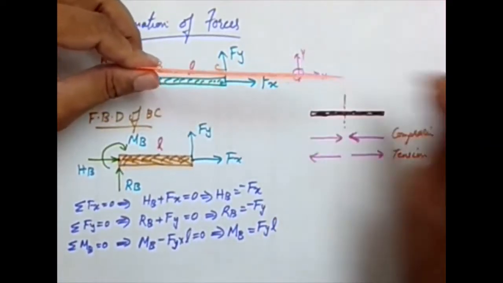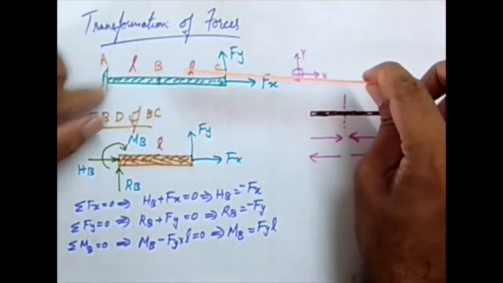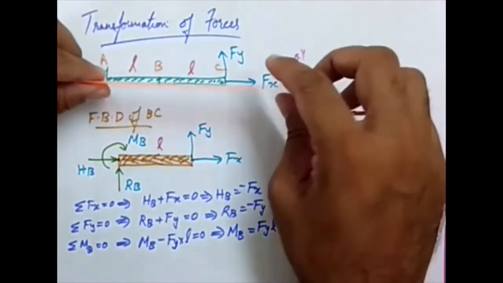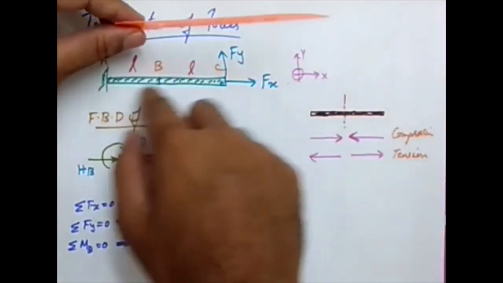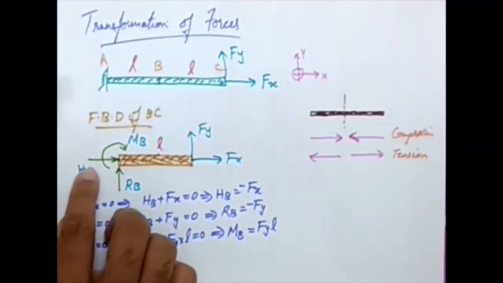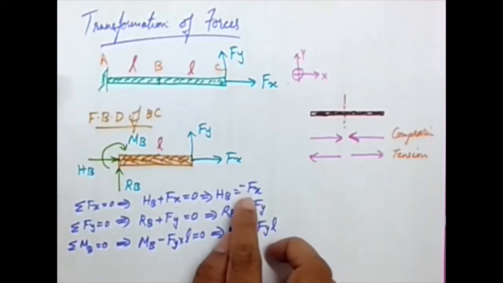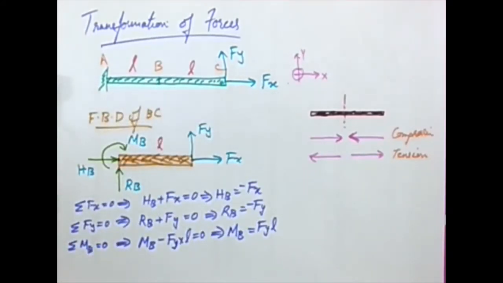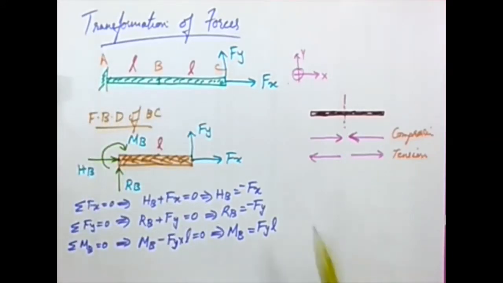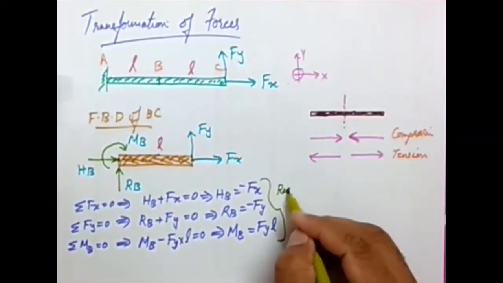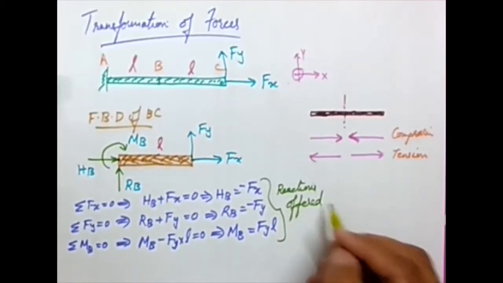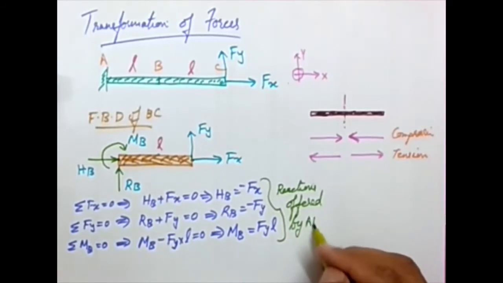So Fx is to the right, so it is trying to pull to the right. So what will AB do? AB will pull it in the opposite direction. Fx is to the right, so this reaction offered by AB is to the left. That's what we got here. We got the reaction offered by the portion AB as minus Fx, that is to the left. So these are the reactions offered or exerted by AB.